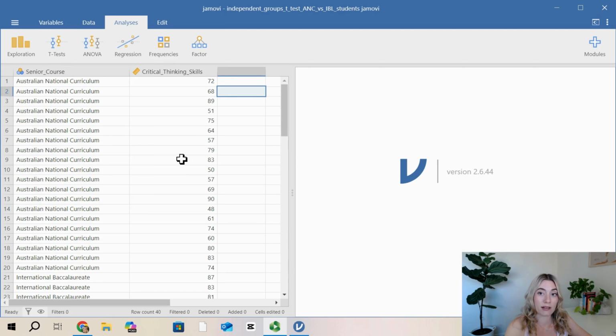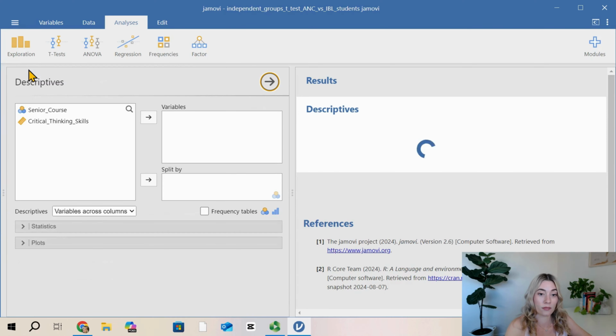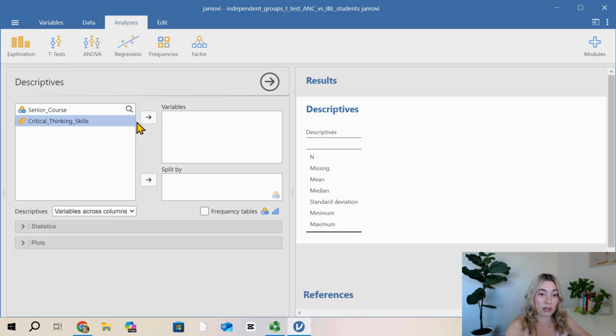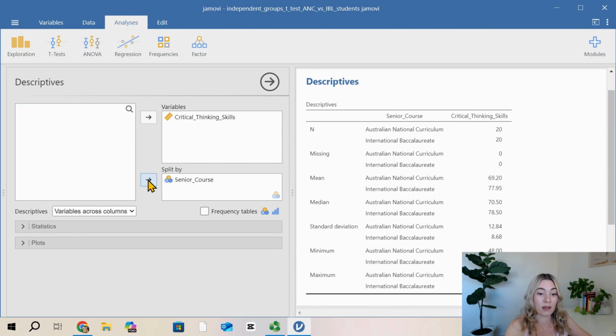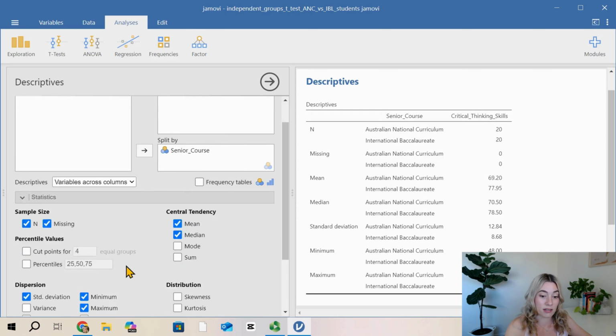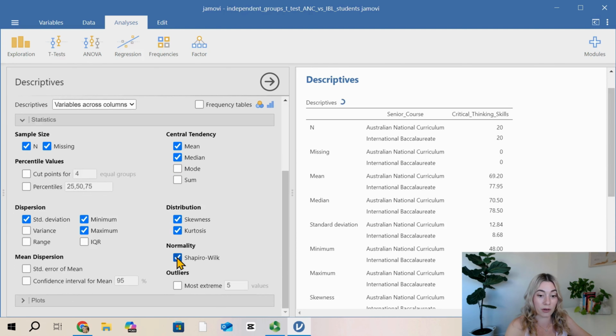Prior to running our independent samples t-test, we need to assess normality. We do this by going to Exploration, Descriptives. We then move our dependent variable into the variables box and senior course into the split by box. In other words, we are separately assessing the normality assumption for critical thinking skills at each level of our IV. Within statistics, we additionally select skewness, kurtosis, and Shapiro-Wilk, and we can see our output coming up automatically there in the right-hand window.